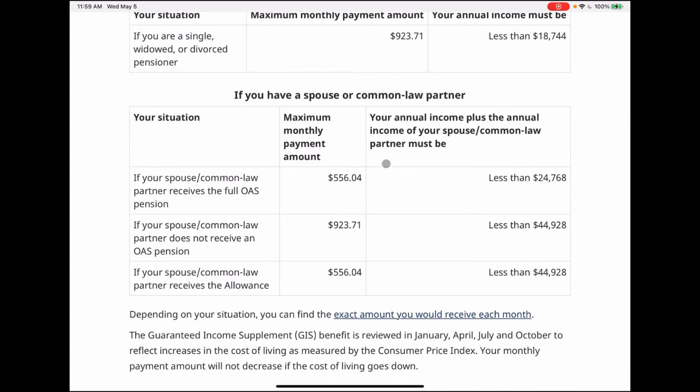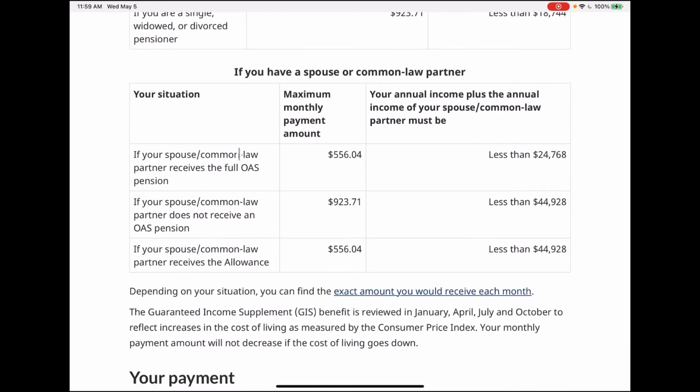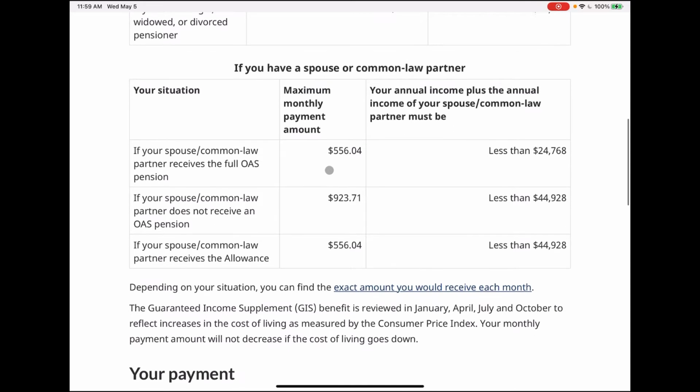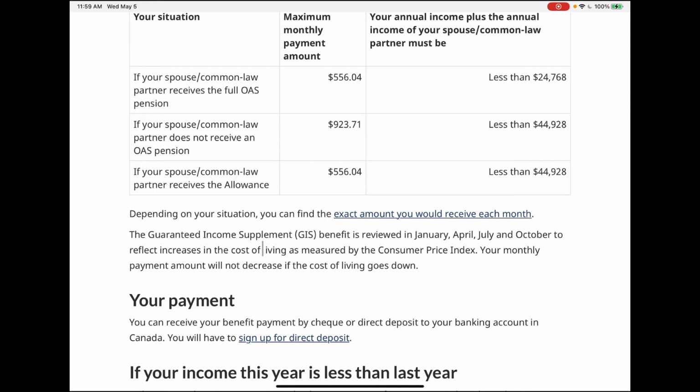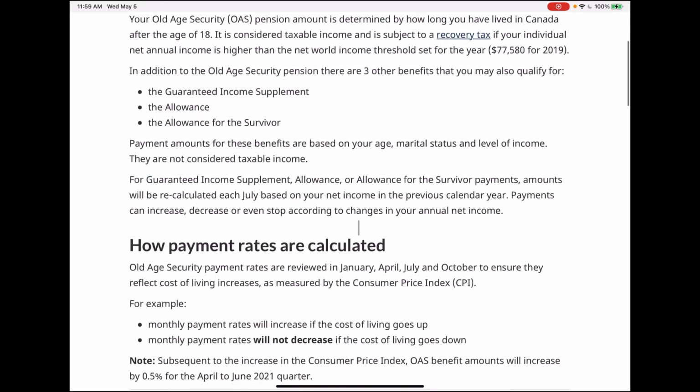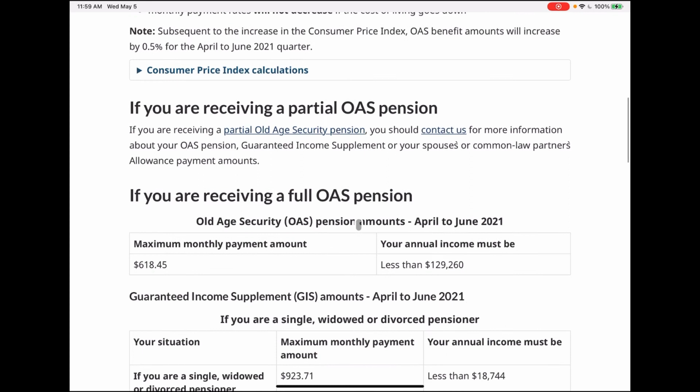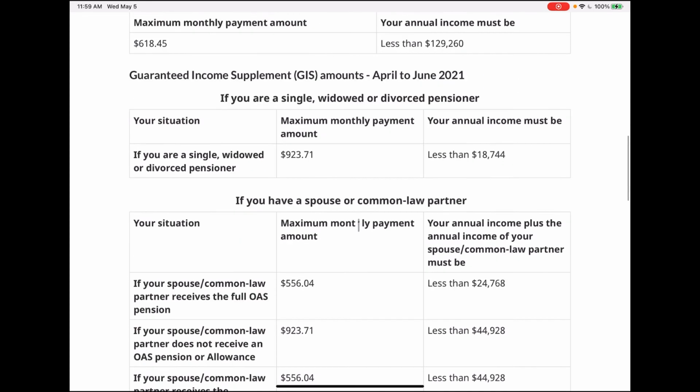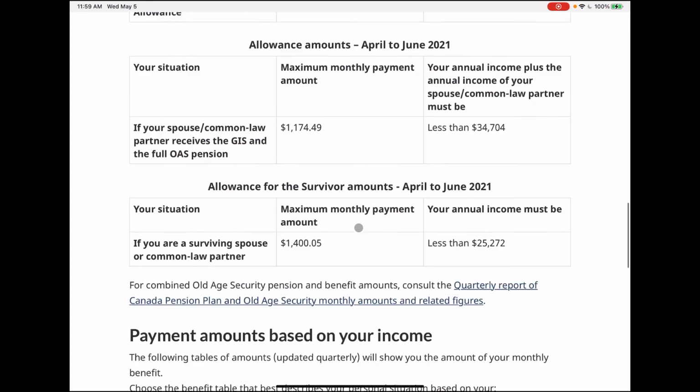And then you can scroll down and see different situations. So if you had a spouse or a partner that received the full Old Age Security, that would go down to $556.04 a month. So different situations, you get different amounts, and then they have a link here you can click and see how it's calculated. So let's look at down here.